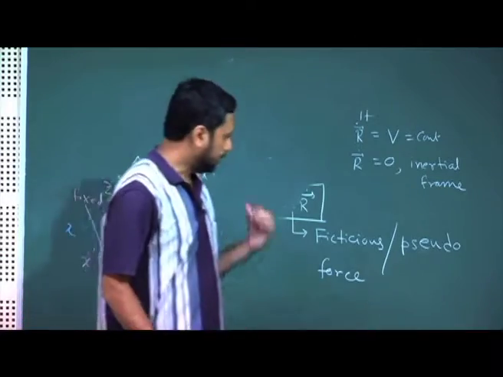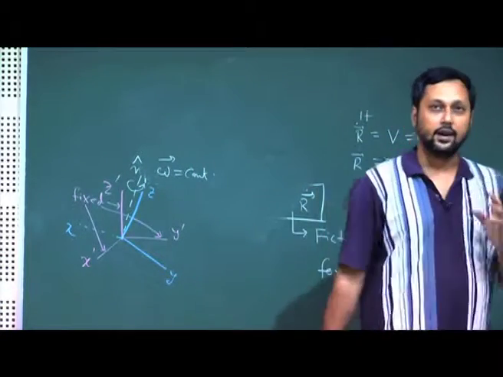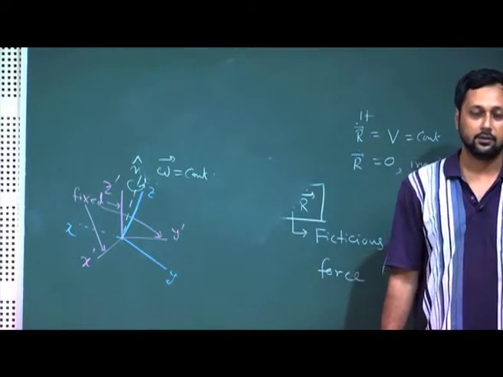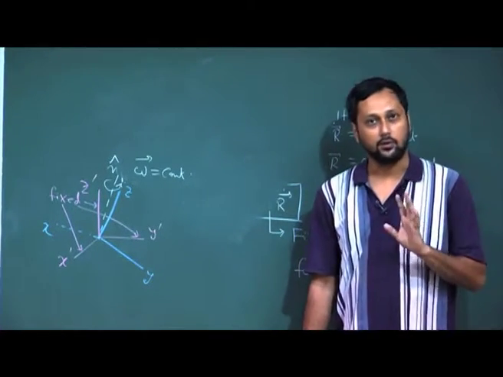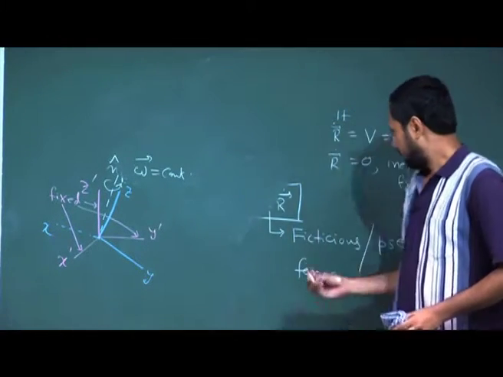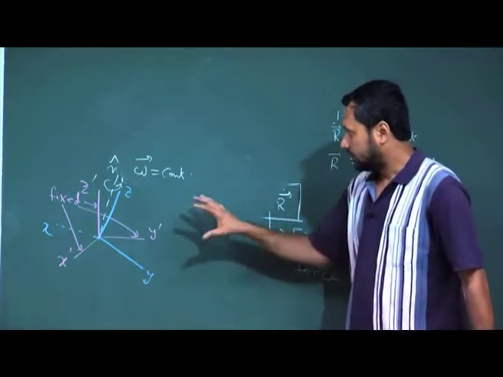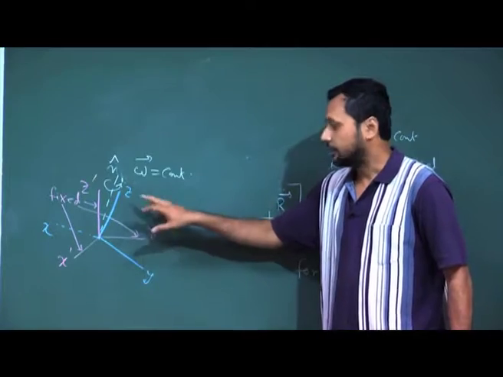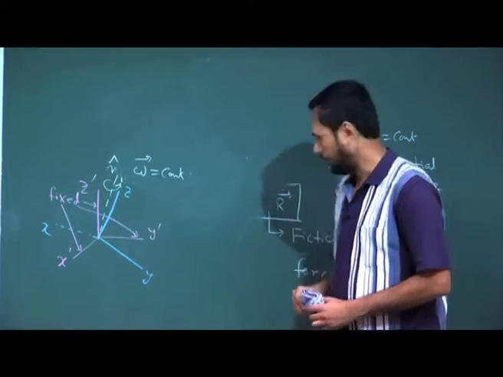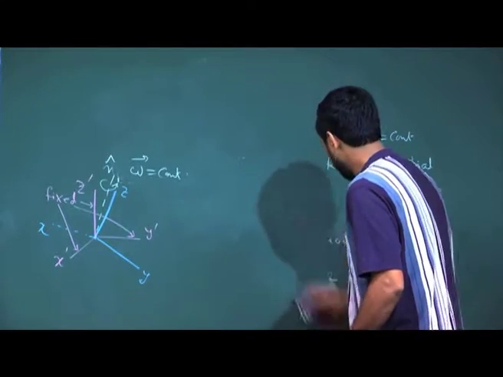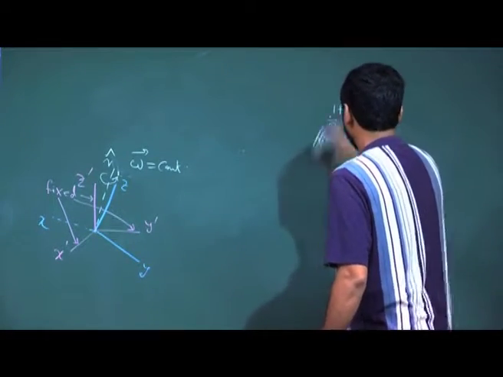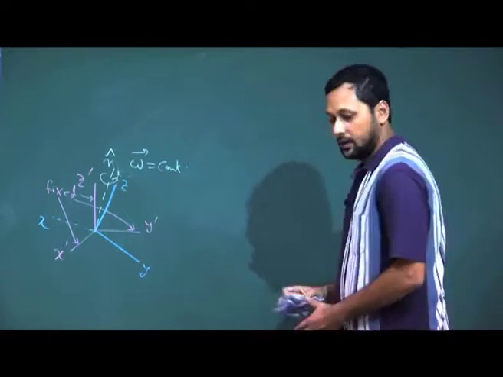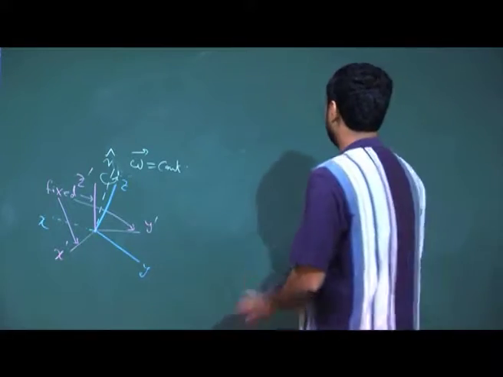So, omega vector constant means not only is the direction of the vector constant, but also its magnitude is constant in time. My question is, does this uniform rotation still give rise to a fictitious force? The answer is yes, because any rotation, even a uniform rotation, will definitely give rise to a fictitious force, for a very simple reason.